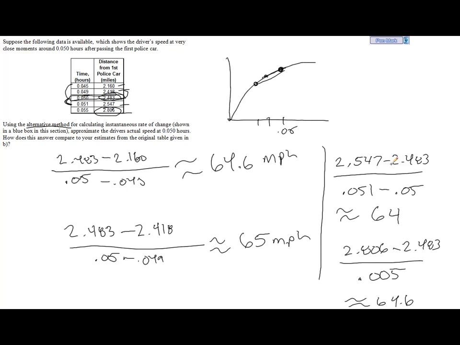Rounding is key. So in actuality we would probably conclude that the speed is somewhere maybe between 64 and 65 miles per hour. So somewhere in there. And without actually doing anything more mathematical, we'd pretty much have to stop there.